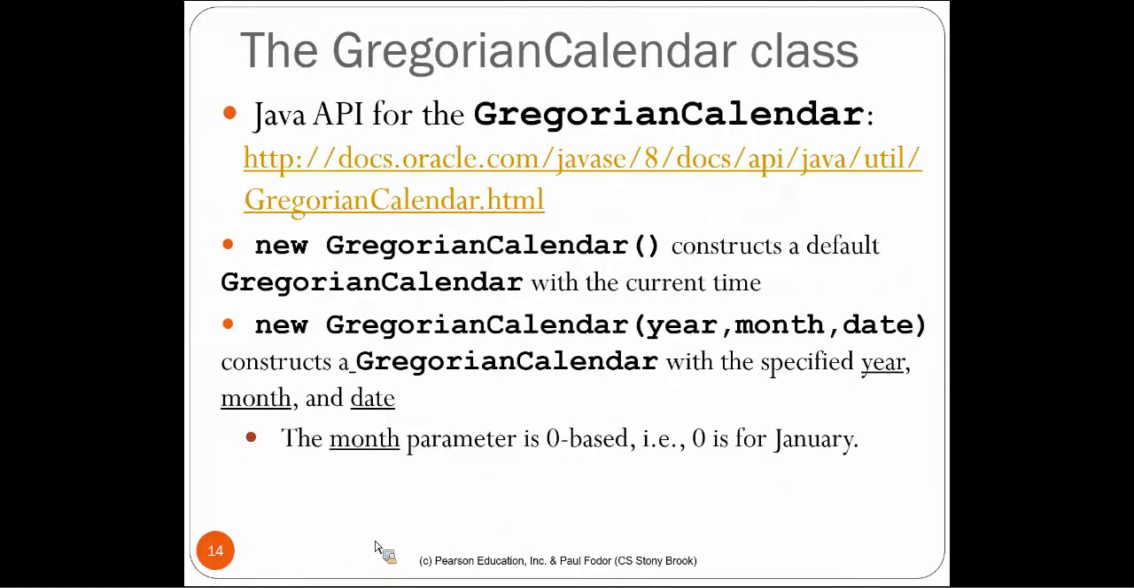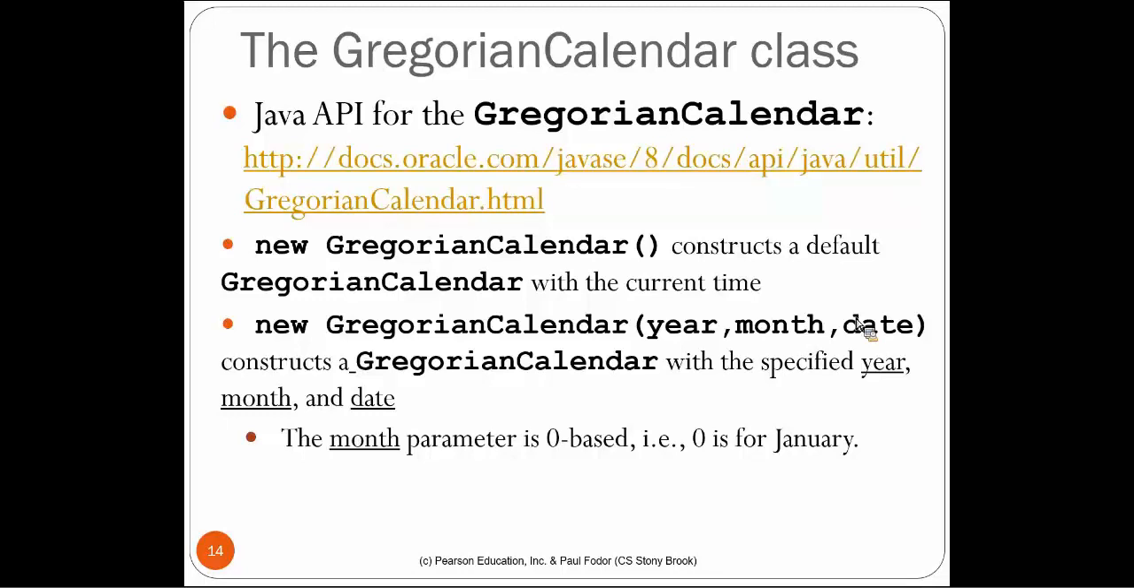The Java API for java.util.GregorianCalendar is actually available online, and it states that we can create a GregorianCalendar object for the current time. And we can also create GregorianCalendars for a specific year, month, and date, to create a GregorianCalendar object for those specific dates.